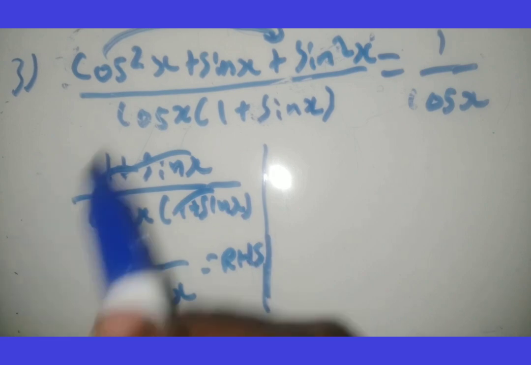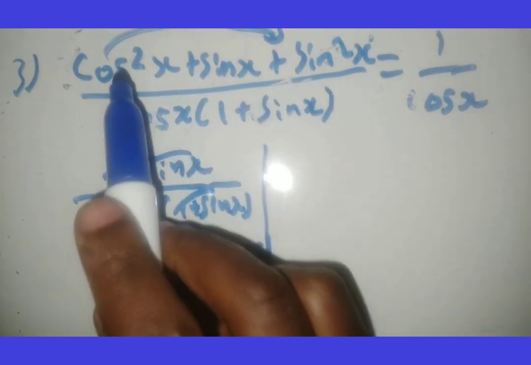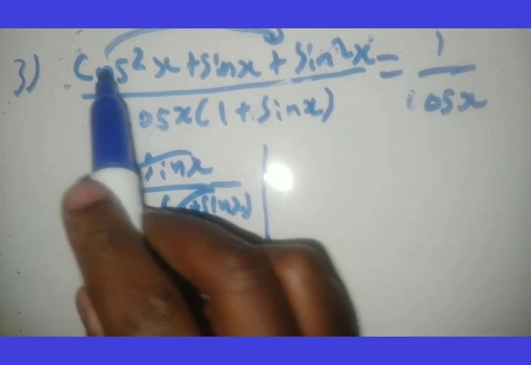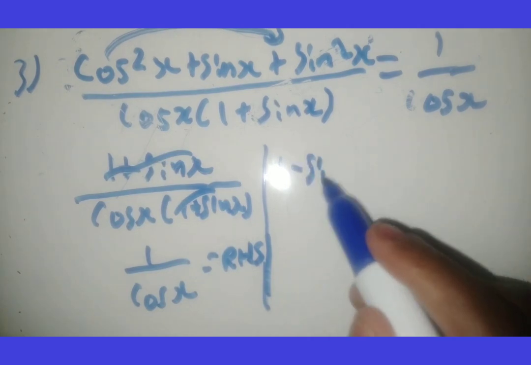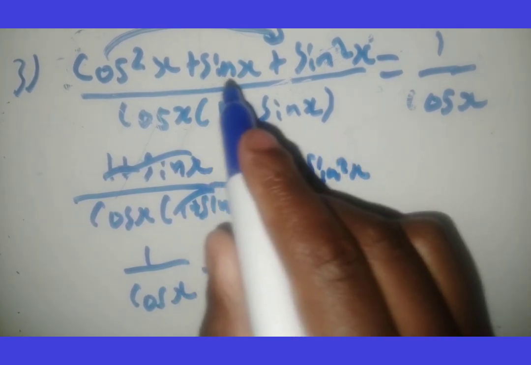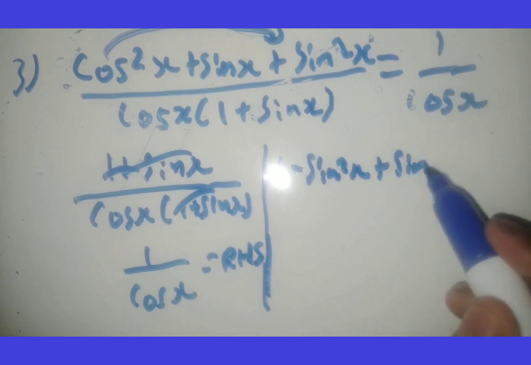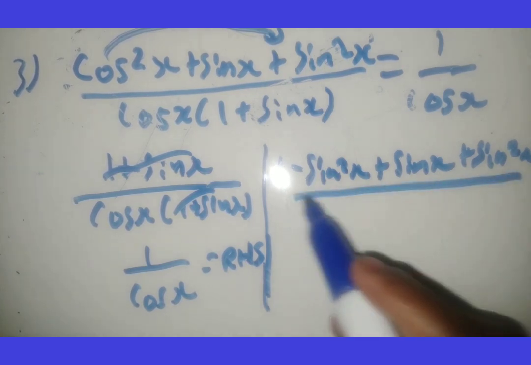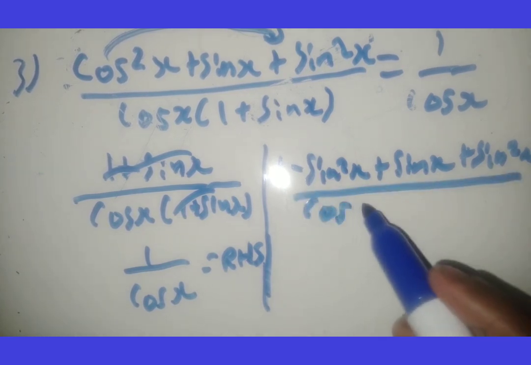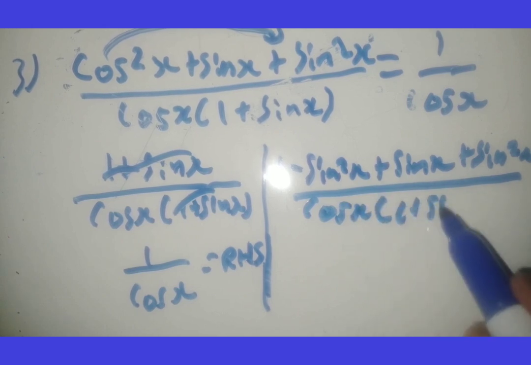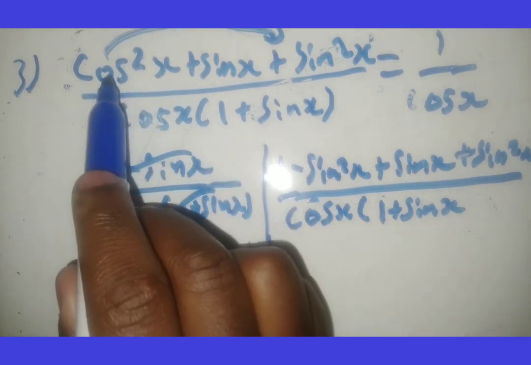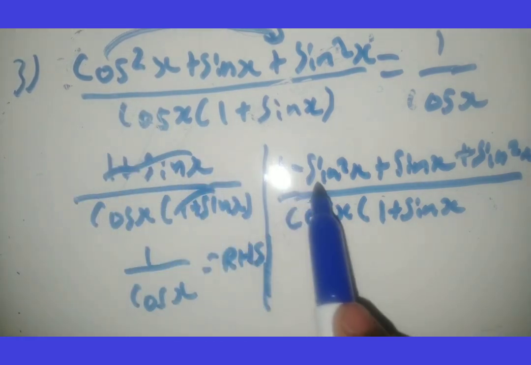So let's just say you don't like this method. Okay, fine. Since we have cos, sine, sine, we can change cos to speak like sine also. So cos squared x is the same as 1 minus sine squared x. And then now we're just going to rewrite those that we did not change, and then plus sine squared x. Of course, this is over cos x and then 1 plus sine x. So all I did was change this into 1 minus sine squared x.